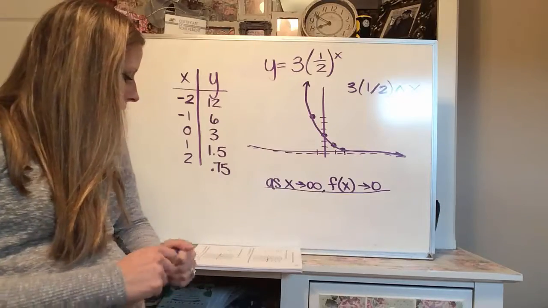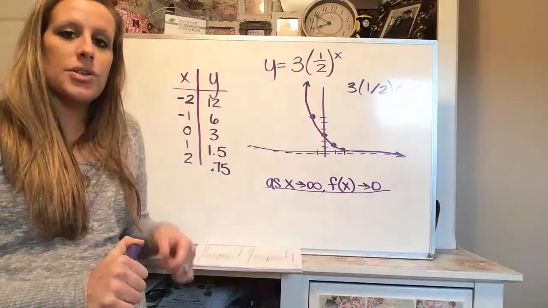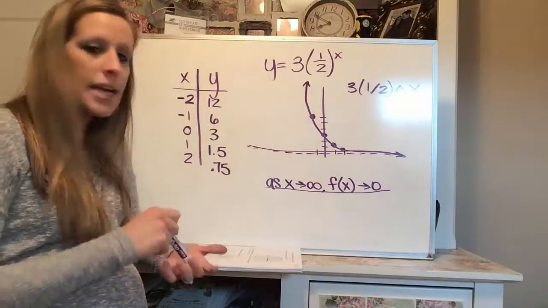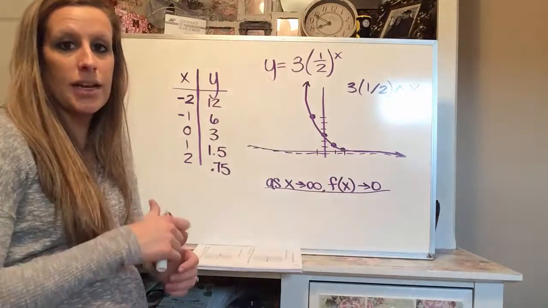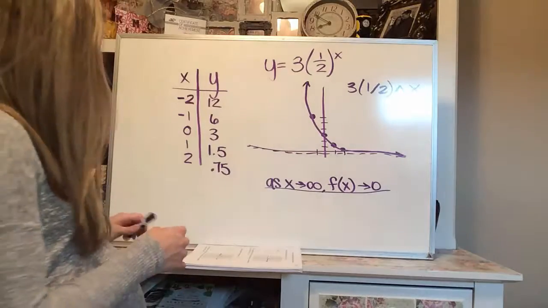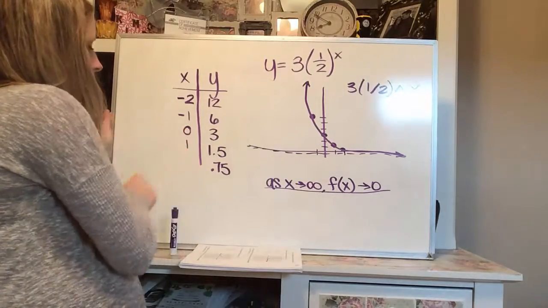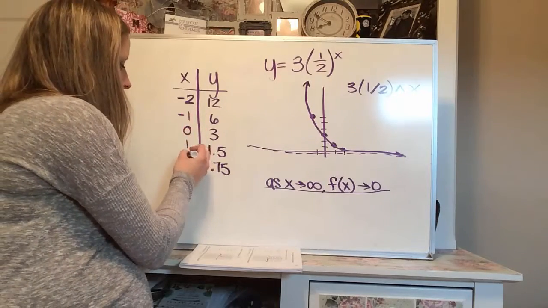Alright, and we're going to go to number 2. We're going to do the same thing. Put this equation in y equals, go to your table, fill in your table, plot your points on your graph, and then we're going to answer the next question. Okay, so go ahead and do that. We're going to keep the same x values, -2, -1, 0, 1, 2.